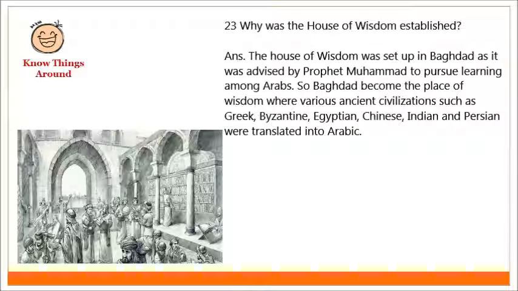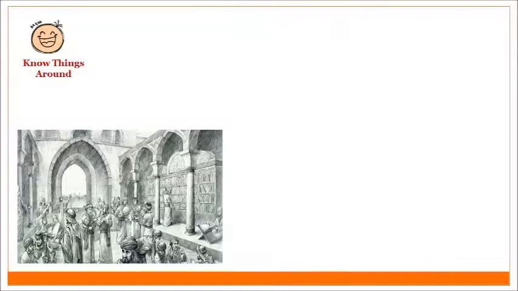Why was the House of Wisdom established? The House of Wisdom was set up in Baghdad as Prophet Muhammad advised the Arabs to pursue learning. So Baghdad became the place of wisdom where works of various ancient civilizations such as Greek, Byzantine, Egyptian, Chinese, Indian and Persian were translated into Arabic.